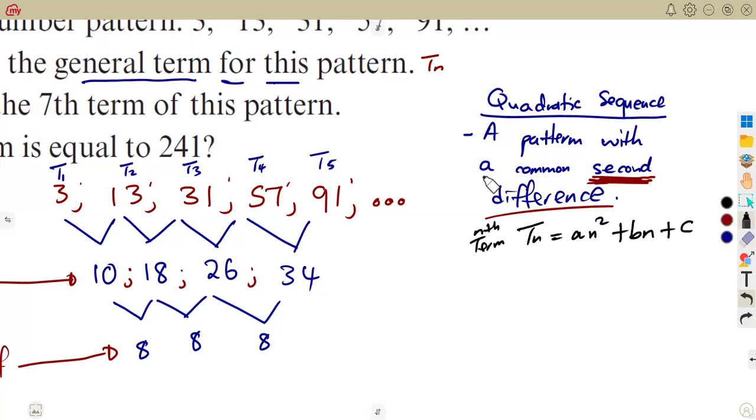X is now representing what? The number of terms. To say, okay, this is the first term, the second term, the third one, the fourth one, and so on and so on. So that is what is representing our x.